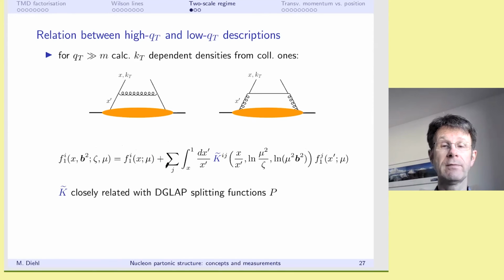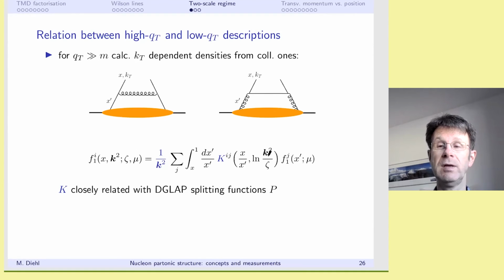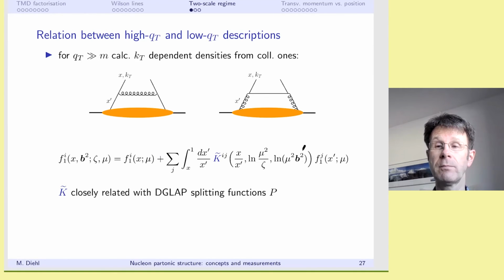You can rewrite this entire thing in the Fourier transform space, which I showed you earlier is useful. And then you get another kernel now referring to b space. So the logarithms of kT over zeta turn into logarithms of b squared. But otherwise, things work pretty much in the same way. So what we have gained now is a perturbative relation between TMDs and ordinary parton distributions in the range of large kT or of small b.